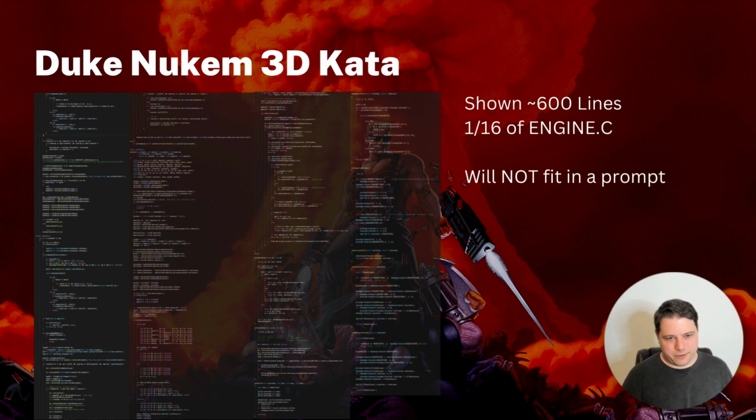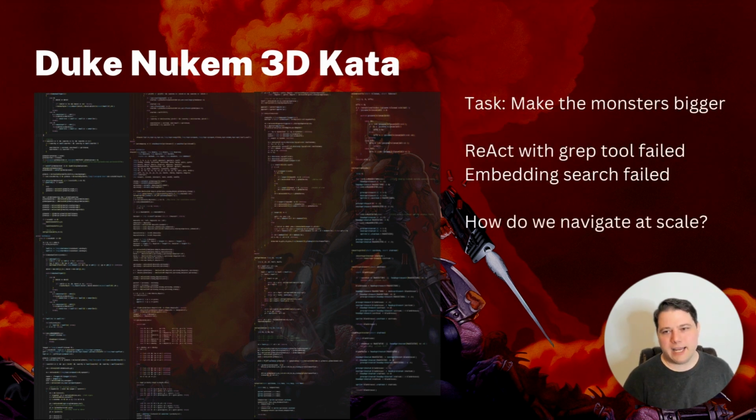So what can we do? Well, we have more tricks in our toolbox here. I decided the Kata would be make the monsters bigger, or figure out where in the code you would need to change in order to make the monsters bigger. So I tried plugging in that ReasonAct method again, giving it an embedding search, giving it a grep tool. These did not work well for various reasons. Maybe you'll have more luck, but I did not have much luck at all.